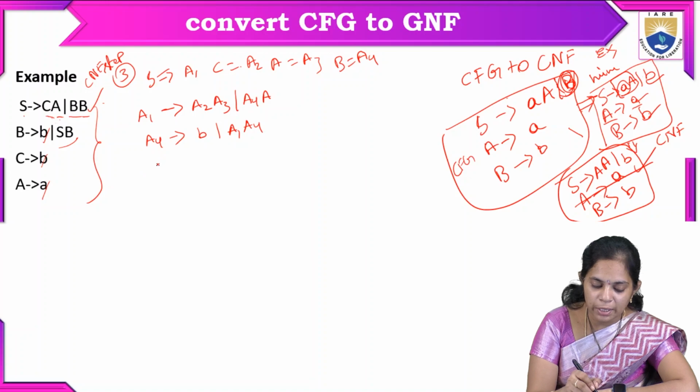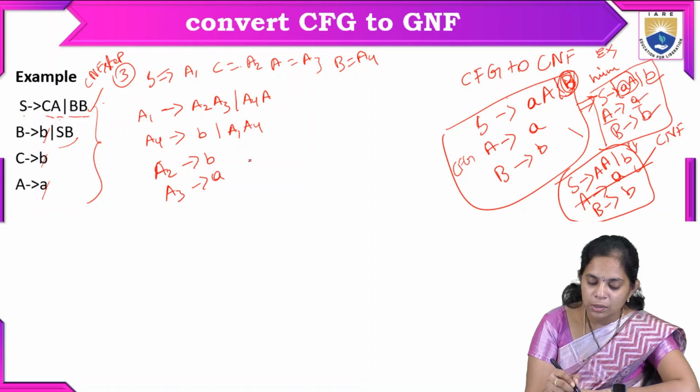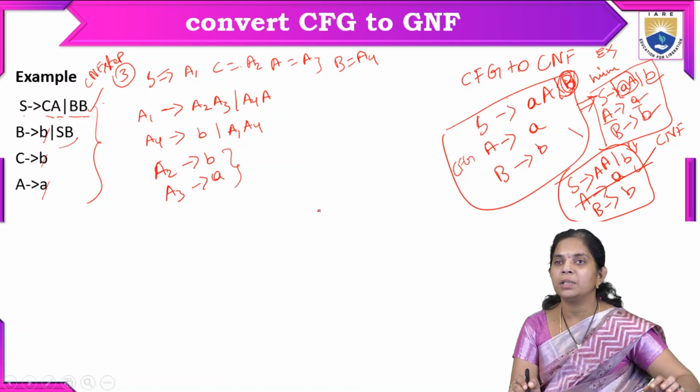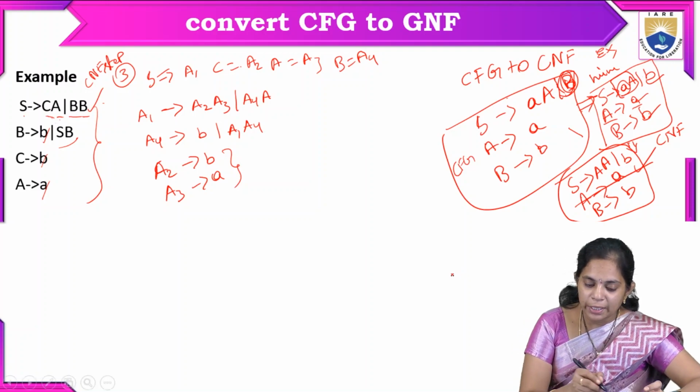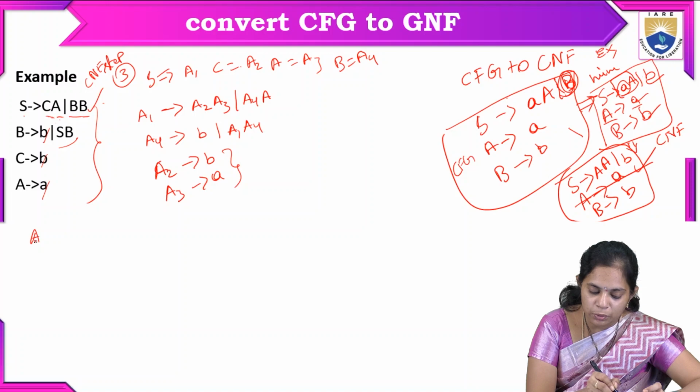And here again we have the C. C is nothing but A2, and B is there, and here A is equal to A3 and A. So we'll leave these two things, because they are already in the terminals, so no need to change the values. And here we will check from the two production rules. A1 tends to A2, A3, A4, A4.